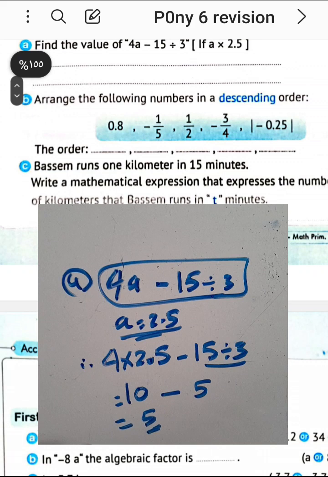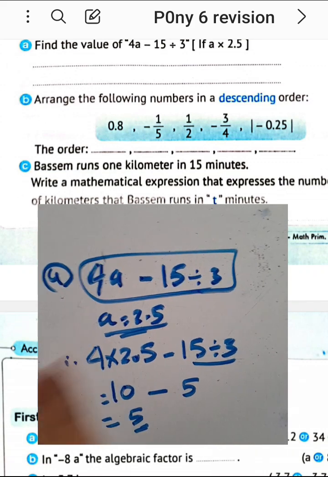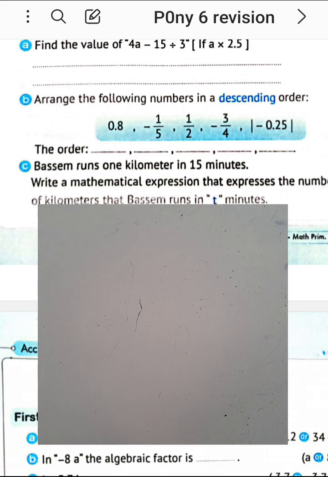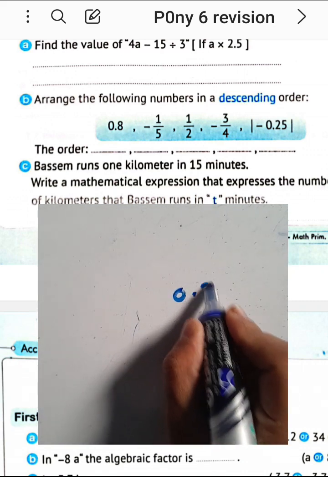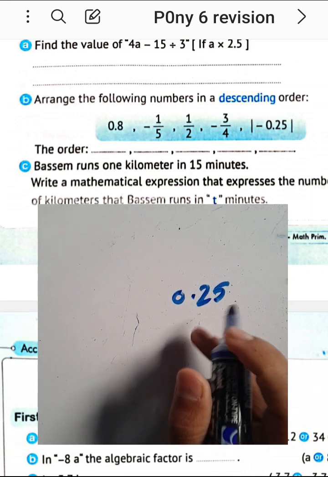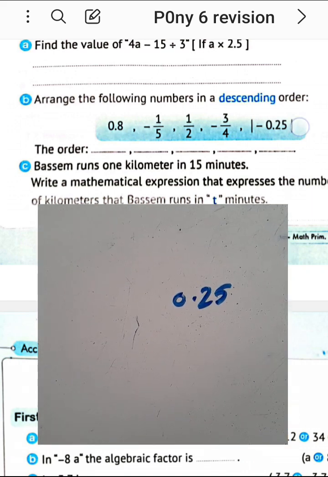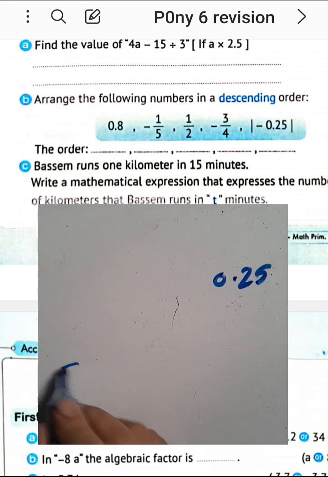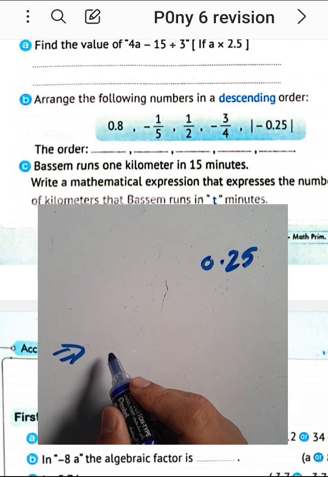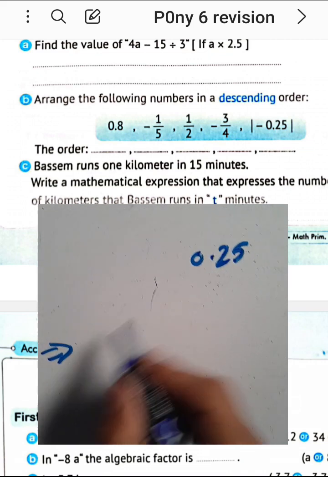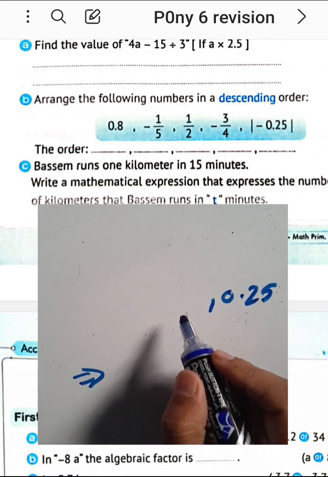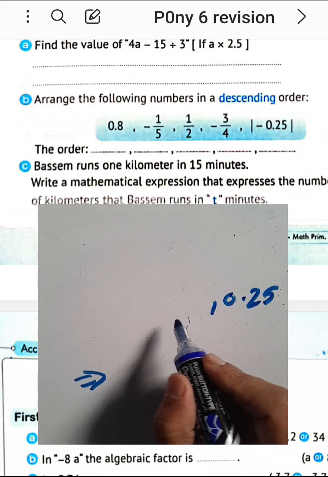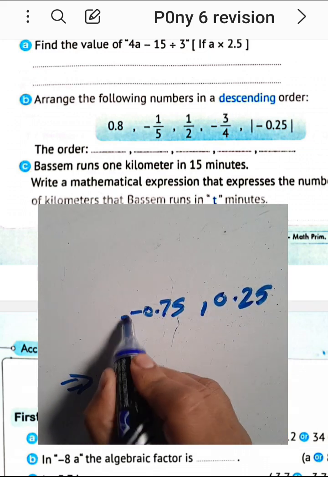Arrange the following numbers in descending order. First step, we can find the absolute value of each number, and then arrange from greatest to smallest. We know the absolute value of negative 0.25 will be 25 hundredths. Then, from left to right, you want to find the greatest number. Negative becomes positive, and negative 3 over 4, converted from fraction to decimal, will be negative 0.75.